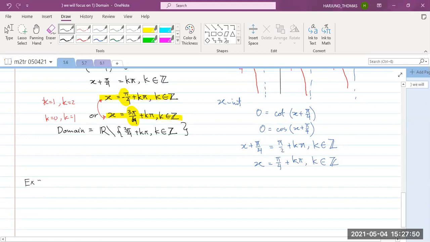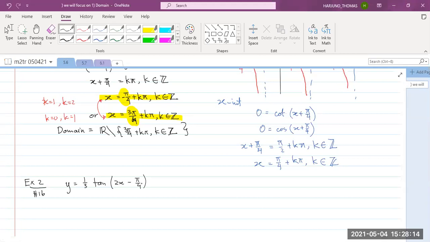For example, number 16. Number 16, y equals 1/3 tangent of 2x minus pi over 4. Now, what is that 1/3 doing there, Thomas? It will change the shape. You basically shrink that vertically, but because the range is already all real numbers, that 1/3 will not change the range.